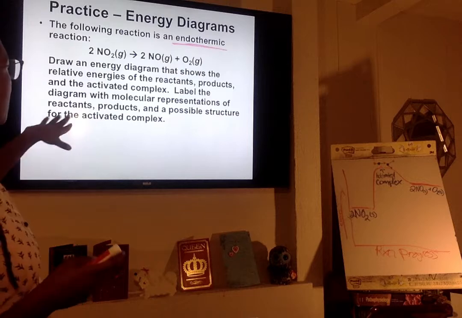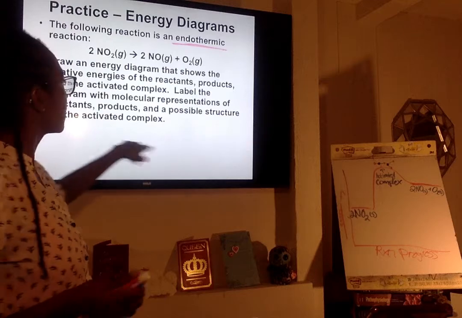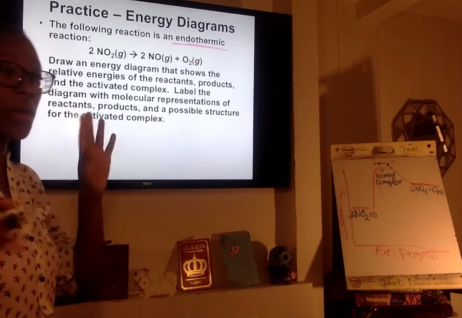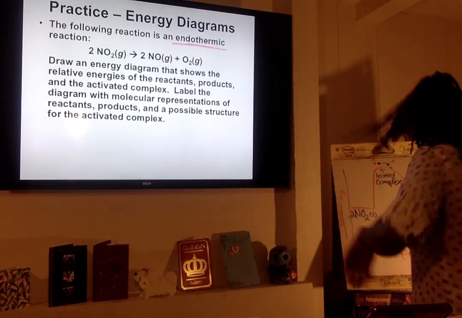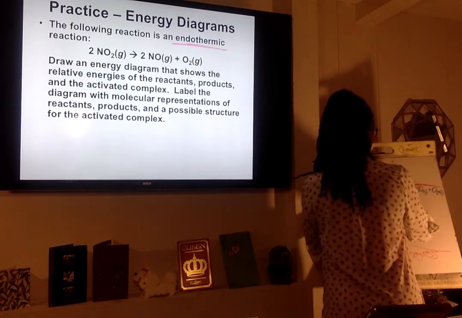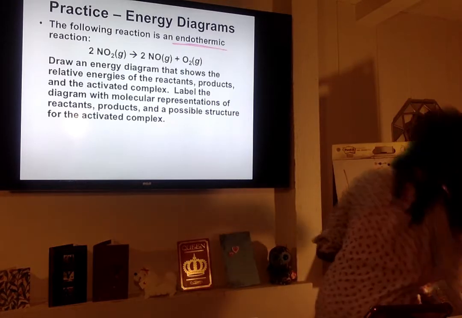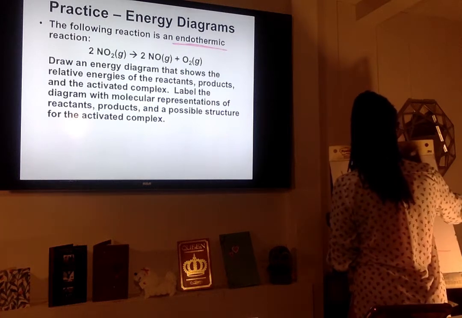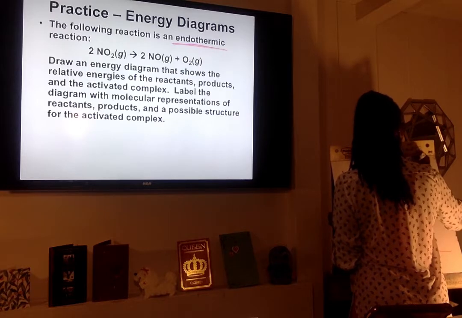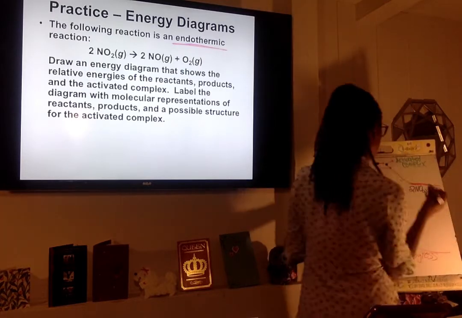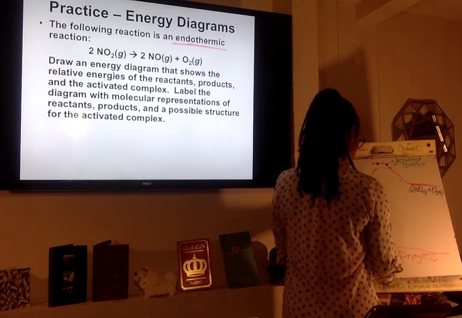So we have our relative energies of the reactants and products, we have our activated complex, and, oh yes, I guess we have to label this. So what I forgot to write: okay, this is the activated complex. This is the reactants, products.